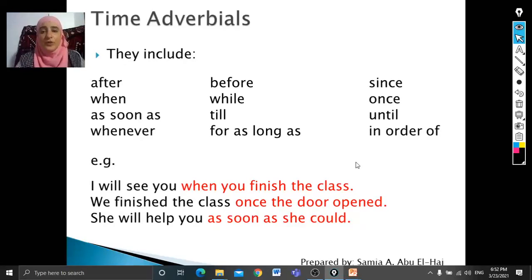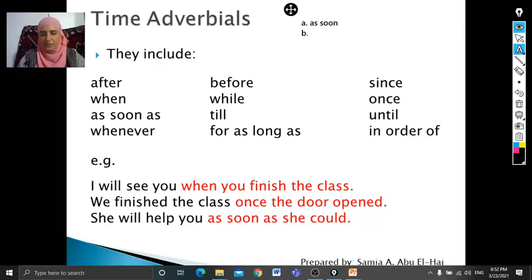Now what we need to know for the exam is how they are written. You need to know the spelling. So in the exam they will give you a sentence with a space. For example, there will be a space here, and they will give you different options. A would be, for example, as soon without as, and B would be, for example, for as long as. Notice no spaces, which is wrong because we should write it with a space.